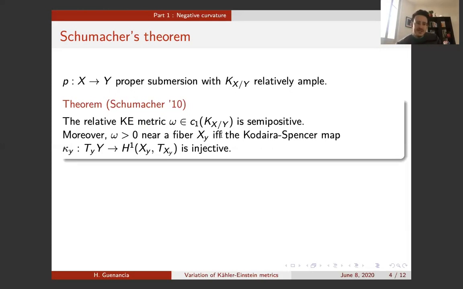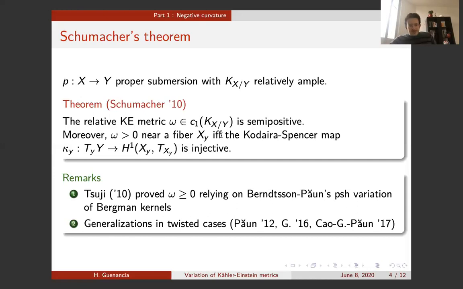And I have this relative Kähler-Einstein metric omega, which belongs to the first chosen class of the relative canonical bundle, and it is semi-positive. So it's clear that it is strictly positive in the direction of fibers, but the theorem tells me that also in the base direction, I have semi-positivity. And the second part of the statement, which is very interesting, is that if you fix a fiber X_y, then omega is positive near the whole fiber if and only if the Kodaira-Spencer map evaluated at y is an injection.